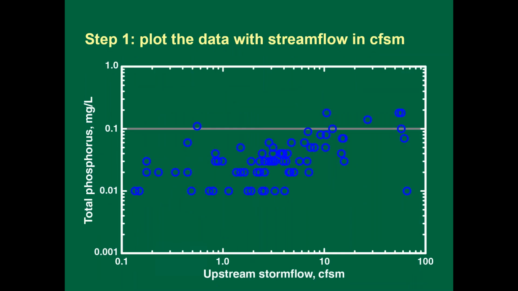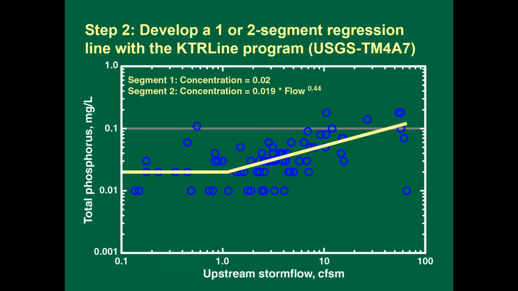So to do this, in step 1, we plot our data with stream flow in cubic feet per second per square mile. We do that so that we can use the transport curve from one site to estimate water quality at a different site with a different drainage area. So we generate that regression equation. In this case, our segment 1 has 0 slope. It's 0.02 milligram per liter. And then our segment 2 is a regression equation in log space. So it's 0.019 times the flow to the 0.44 power.